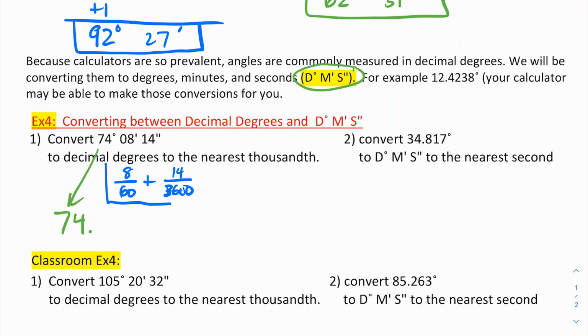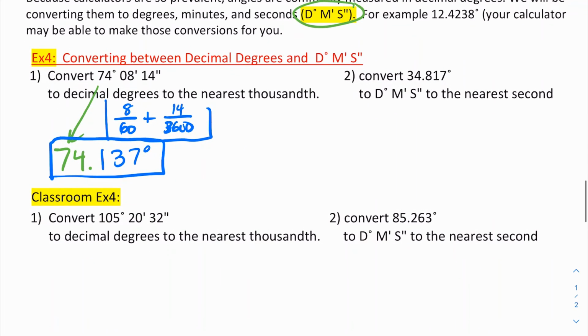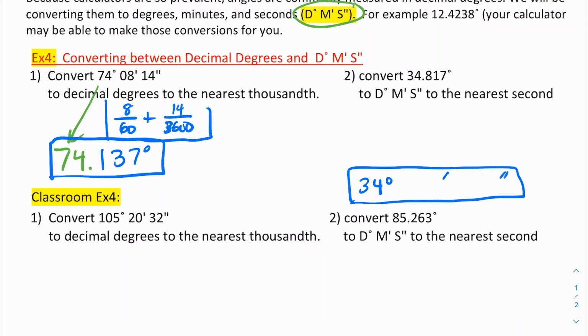You'll do this all at once in your calculator, and that will give you 0.137. And that's the decimal part of it. So you just run 8 divided by 60 plus 14 divided by 3,600 all at once in your calculator. To convert back, instead of divide, you're going to multiply. So I already know it's going to be 34 degrees. And I just need to figure out the minutes and the seconds.